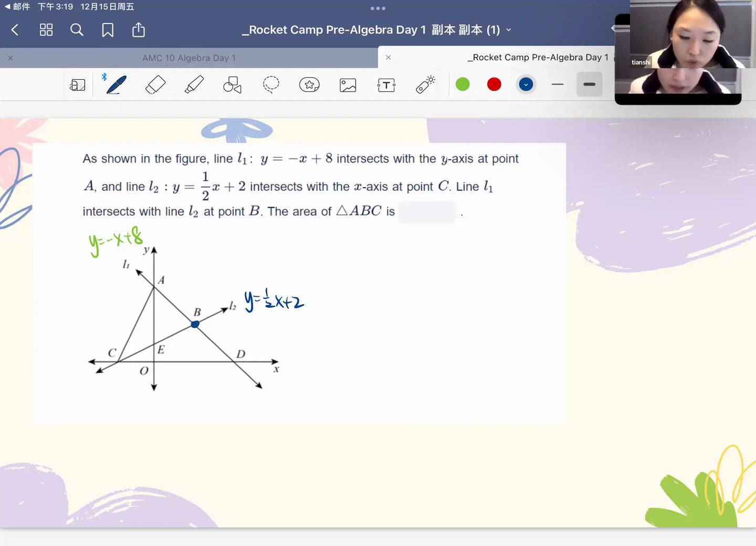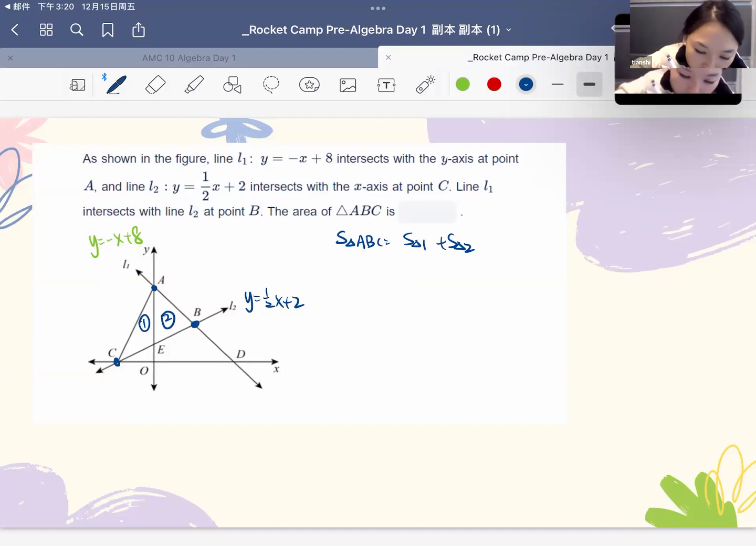So basically, we need to calculate the coordinates of these 3 points, right? Because to calculate the area, how do we calculate the area? The area is a half times the base times the height. But for this question, triangle ABC, we cannot get the height directly. So actually, a clever way of solving this question is to separate triangle ABC into 2 parts: triangle ACE and triangle ABE, okay? So the area of triangle ABC equals the area of triangle ACE plus the area of triangle ABE. By doing it this way, we can easily find the base and also the height, okay?